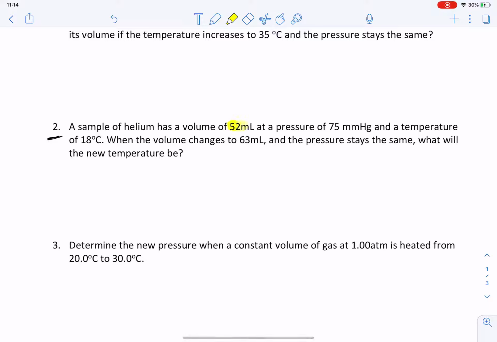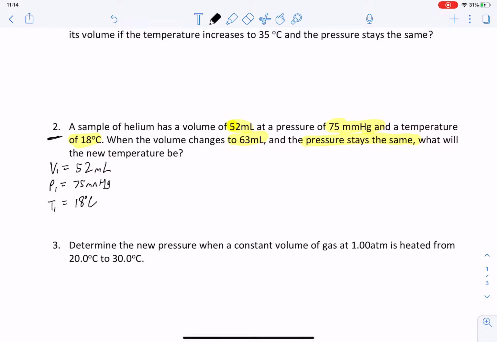So I'm just going to start highlighting things I think I'm going to need to know. Pressure stays the same. So let's start with our givens. The first reads: a sample of helium has a volume of 52 milliliters. Anything in milliliters is always our volume, and since it started off at that, that's our V1. Our next one says P1, a pressure of 75 millimeters of mercury, Hg. mmHg is always a unit for pressure, and a temperature of 18 degrees Celsius.